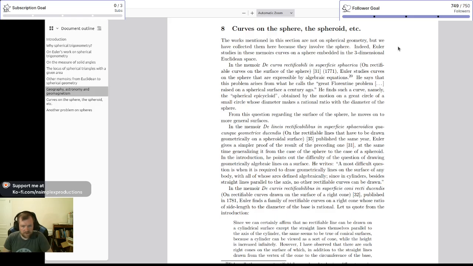In the memoir De curvis rectificabilibus in superficie coni recti descriptis, rectifiable curves drawn on the surface of a right cone, published in 1781, Euler finds a family of rectifiable curves on a right cone whose ratio of side length to the diameter of the base is rational. Let us quote from the introduction.